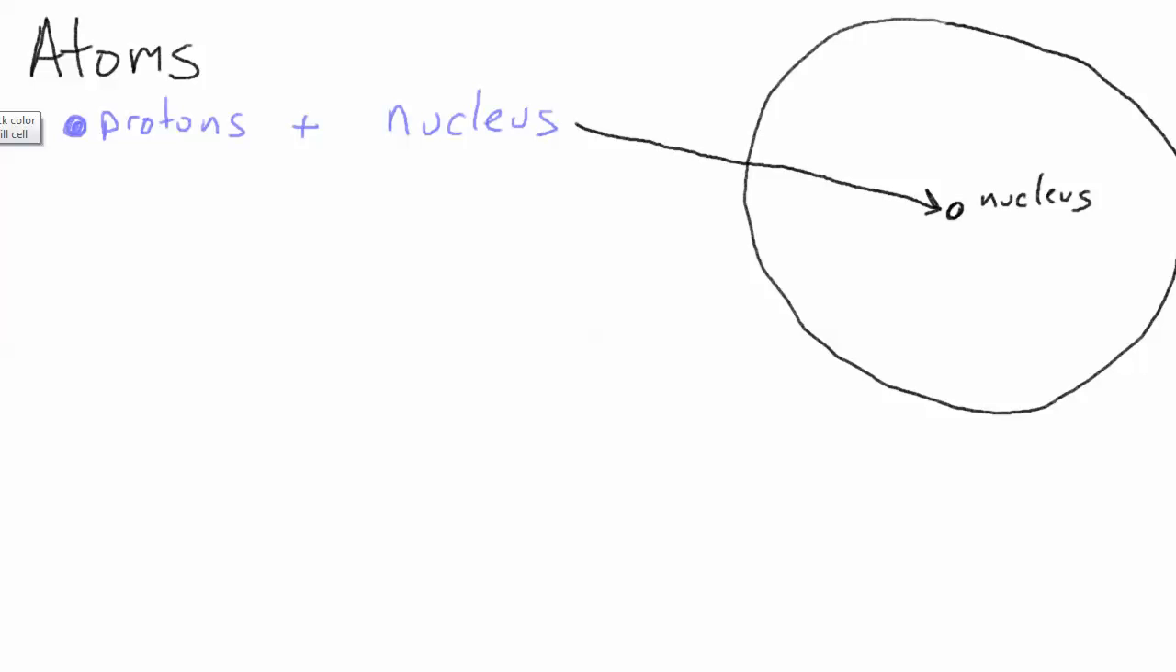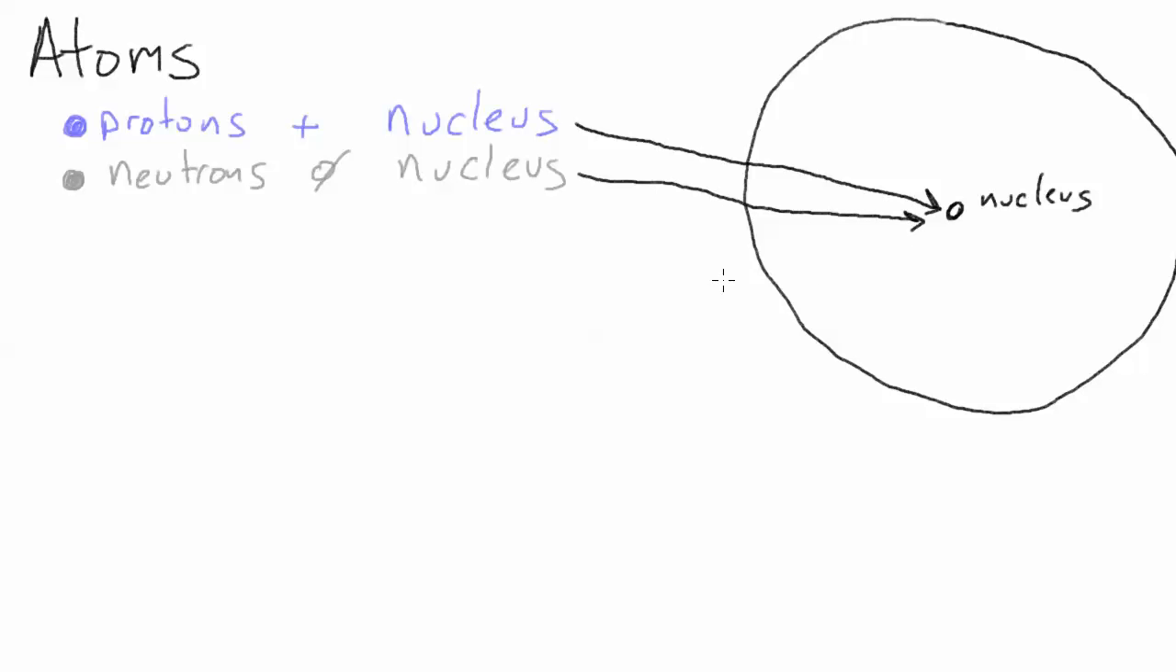The next one we're going to talk about are neutrons, and we're going to use gray for them. Neutrons are neutral; they have no charge, and they are also found in the nucleus. So they are snuggling up with, and in fact, they're helping all of those positively charged protons stay together in such a small space in the center of the atom.